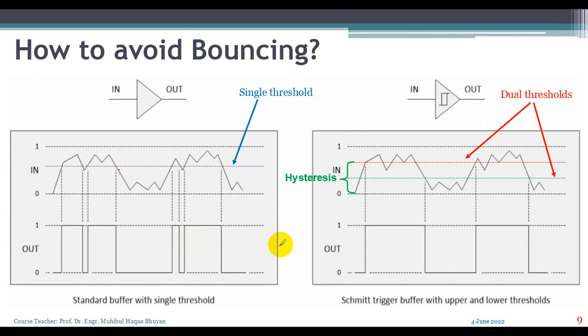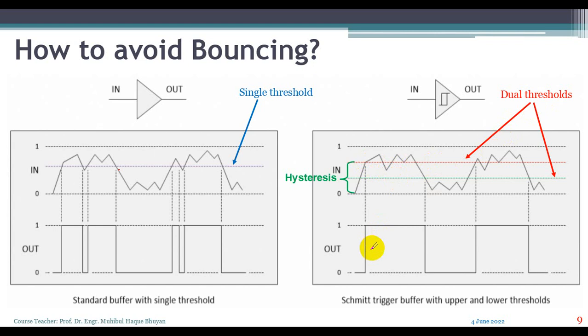So what we do in a Schmitt trigger, we use two thresholds. One is the upper threshold, the other is the lower threshold. The red color is the upper threshold, and the green color is the lower threshold. We call this dual threshold. If the signal crosses the upper threshold, we'll treat it as 1 or 5 volt. And if the signal crosses the lower threshold, we'll treat it as 0 volt.